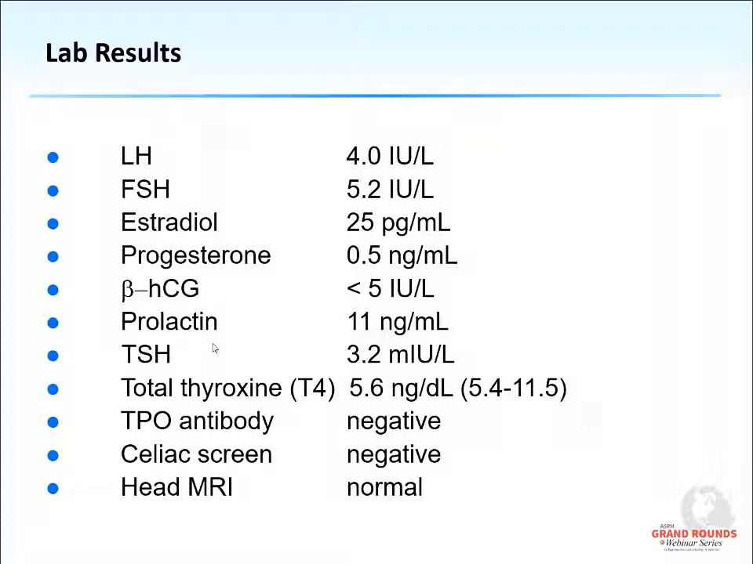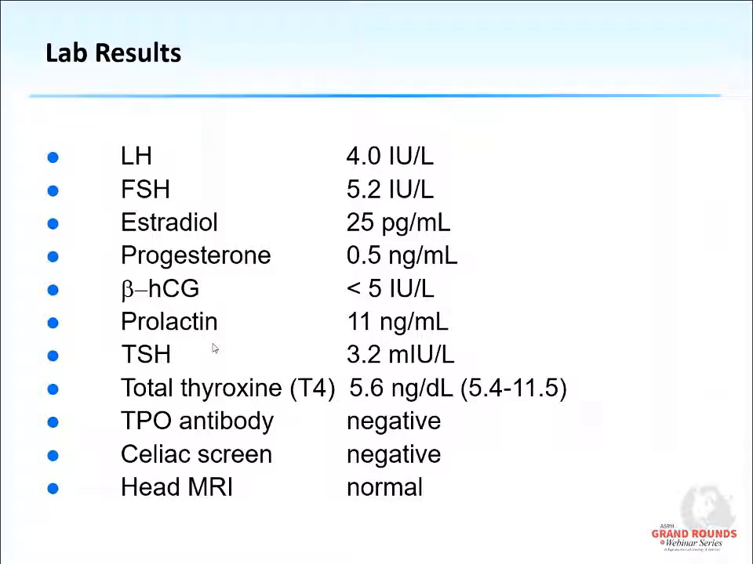So her LH is 4, her FSH is just a tad bit higher than that. Estradiol and progesterone are low. Beta is negative, prolactin is on the low side, TSH is on the lowish side, and interesting, total thyroxine is really low. So that sort of speaks to hypothalamic hypothyroidism, particularly since the TPO antibody is negative. Celiac screen is negative, and head MRI is negative.